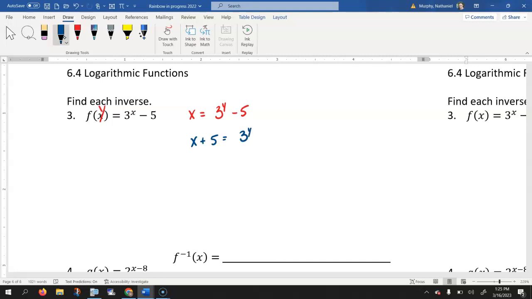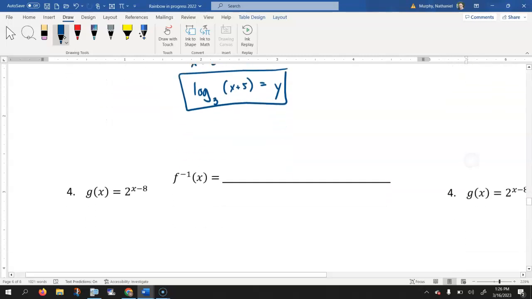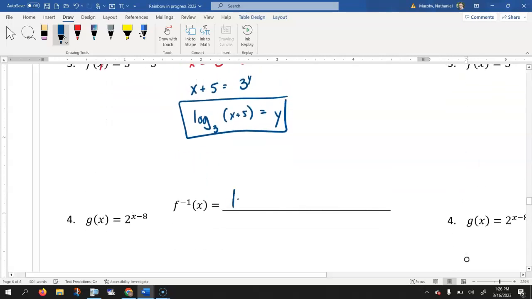And then at this point, what we'd want to do is change the form it's in. And if I change the form it's in, we would say that this is a log with the base 3. And our value would be the x plus 5 equals your exponent, which is y. So I want to make sure that you remember where to put all those different pieces. Look back in your notes where we talked about that. So this is what we put in the box, or in the blank here.